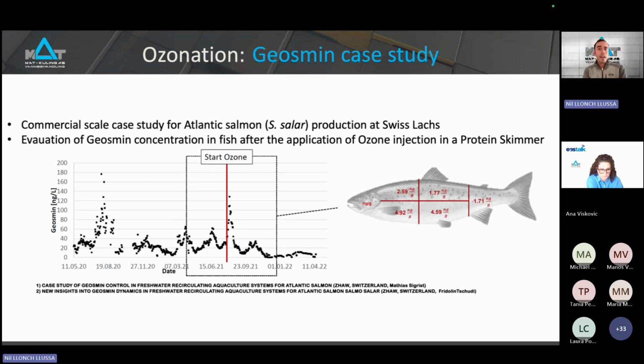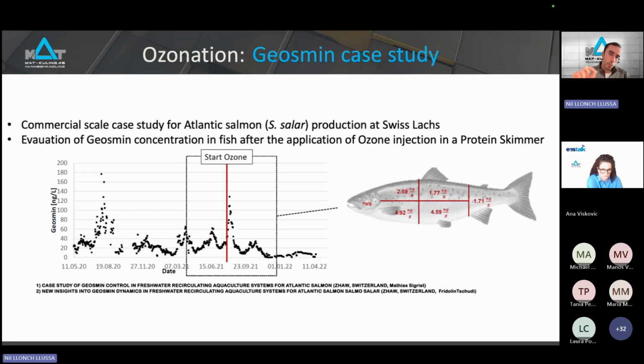This is a study that I want to specifically mention about geosmin removal in a commercial facility, Swisslax, that produces Atlantic salmon. There was an evaluation of geosmin concentration in the water. So you can see in this graphic the geosmin concentration over a period of time.